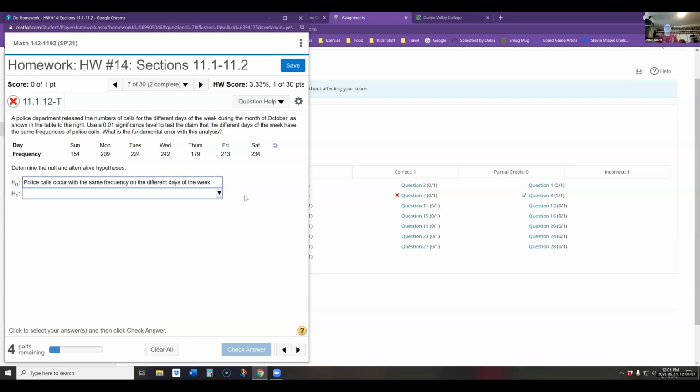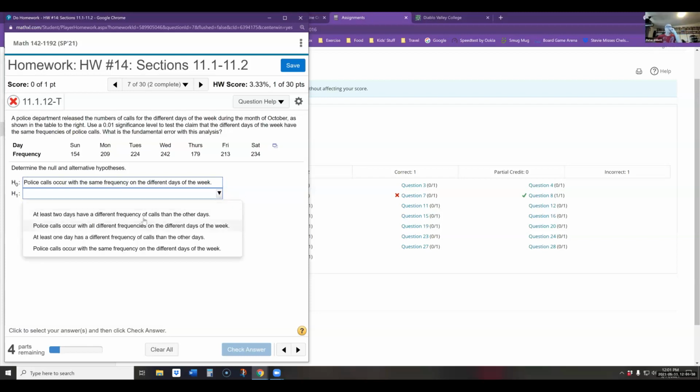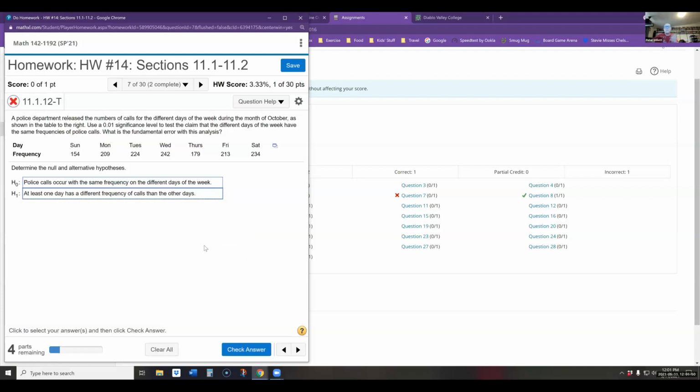So then the alternative to that was that any one of those days is not in line with that. At least 2 days? No, any one of them is going to be a problem. Police calls occur with all different? No, they don't need to all be different. Just any one of them needs to be a problem. At least one day has a different frequency. That's the one we want. It might be more, but that's not a requirement for them to not be equally likely.